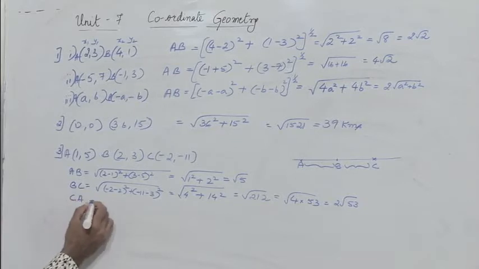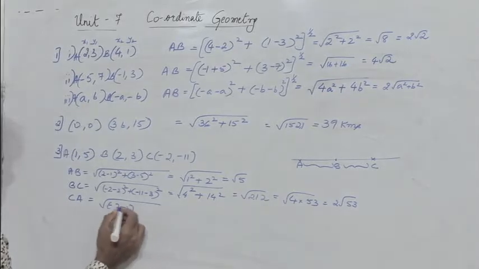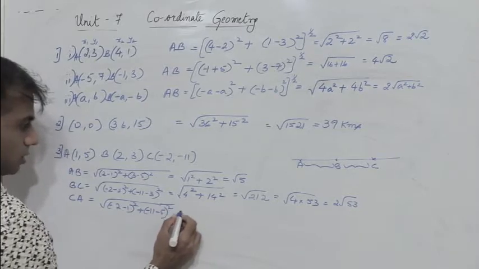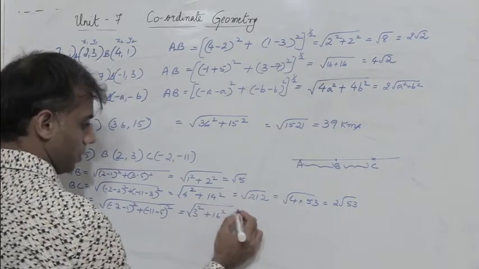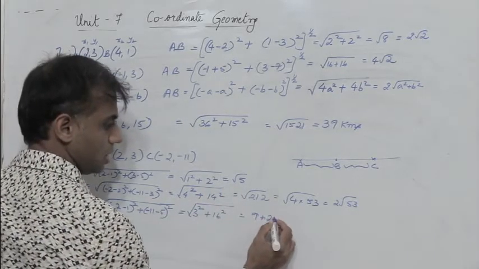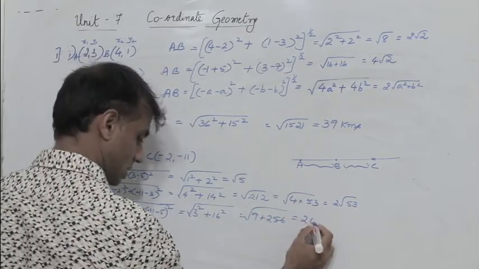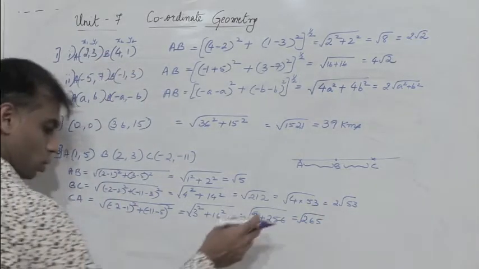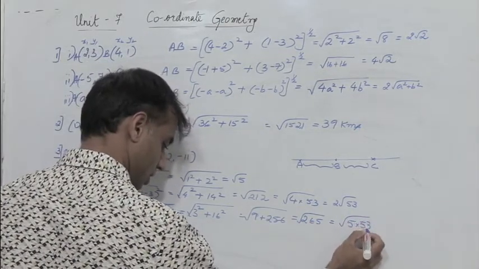Next, CA. So we have (minus 2 minus 1) the whole square plus (minus 11 minus 5) the whole square. So we have 3 square plus 16 square, which is 9 plus 256. So we have 265. So root 265 is nothing but root of 5 into 53.